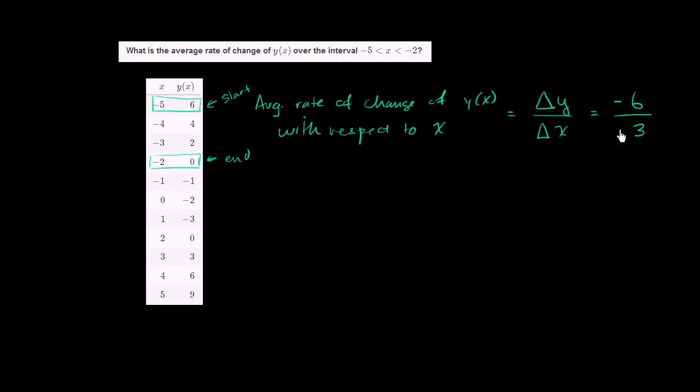So when we increased x by 3, we decreased y of x by 6. Or if we want to simplify, -6 over 3 is the same thing as -2. So our average rate of change of y of x over the interval from -5 to -2 is -2. Every time, on average, x increased 1, y went down by 2.